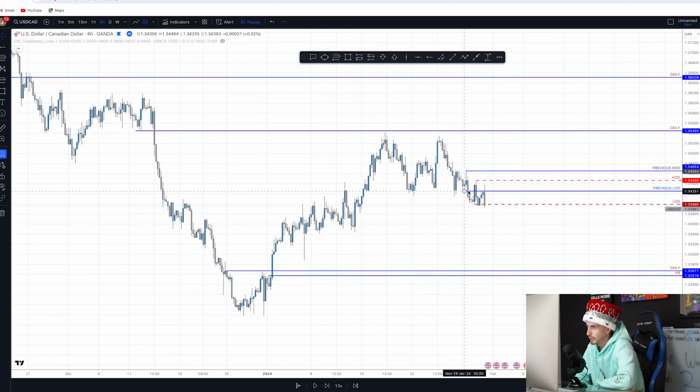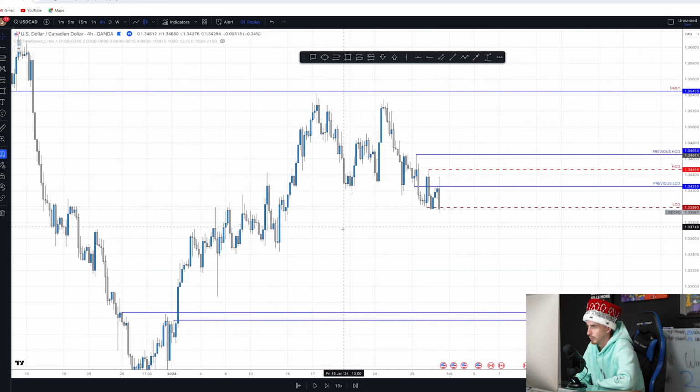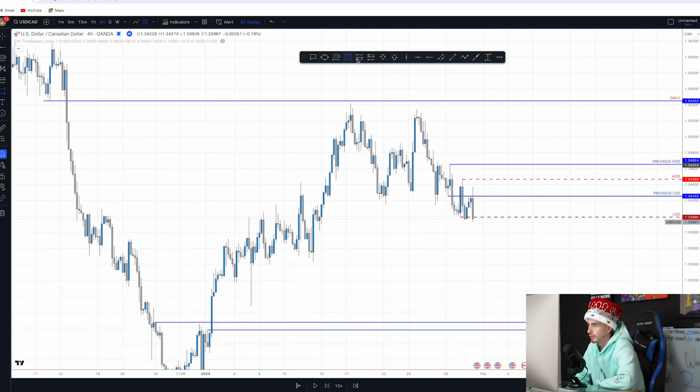Notice how clean it looks. Price is just respecting this area of supply right here. I'm going to mark it so you can see it. Notice how price is pretty much respecting this area of supply on the H4 time frame. Look right here. Now we need to shoot for a target.